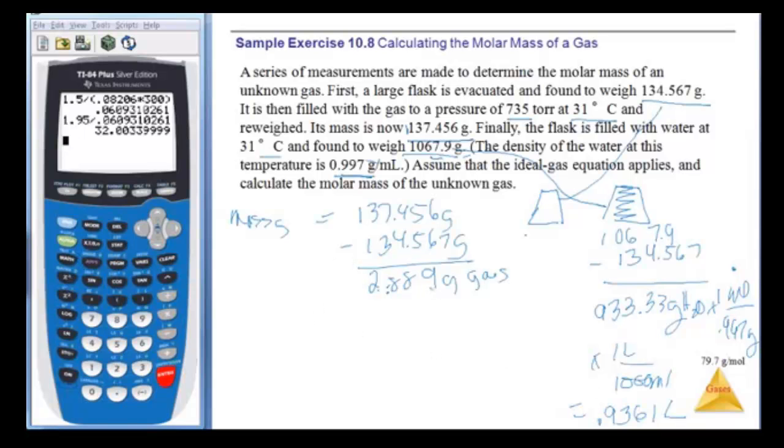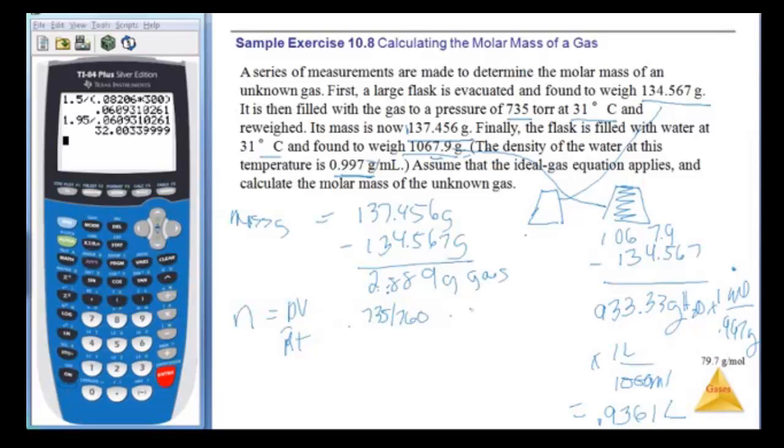So we know the mass of the gas, we know the volume, we know the pressure, we know the temperature. Okay, we want to know the molar mass. Okay, so we're going to do n equals PV over RT again. Pressure is 735 torr, so I'm just going to leave it at 735 divided by 760, right? That will give me atm.